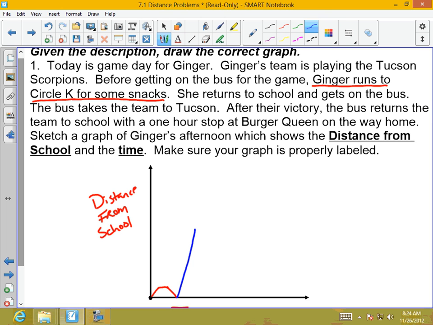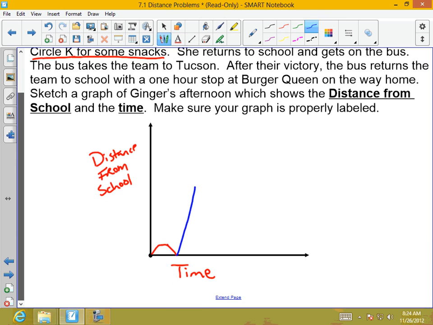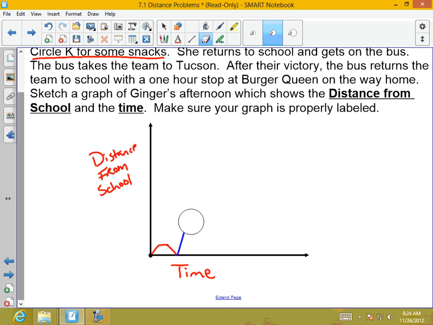Now, this is very important. If you're telling me this little trip right here is Circle K, and then you tell me this is Tucson, I'm going to say no, no, no. I don't know if you're aware of this or not, but Tucson is about an hour and a half car ride. Walking to Circle K is a lot closer than Tucson. So you have to show that. There's no specific length, but I need to see that this is a bigger distance.